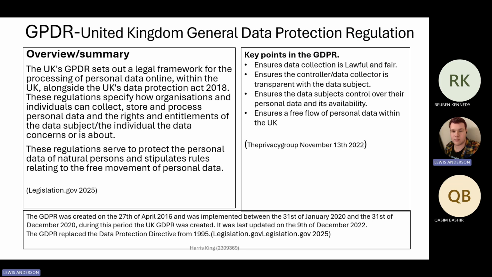The UK's GDPR is a legal framework covering the processing of all personal data online within the UK, alongside the UK's DPA of 2018. These laws specify how all personal data is supposed to be processed online, and the rights and entitlements of the subject of that data, personal data. And the purpose of these regulations is to protect the subject of that data, the person involved with that data, and specifying rules relating to the free movement of personal data throughout the UK.